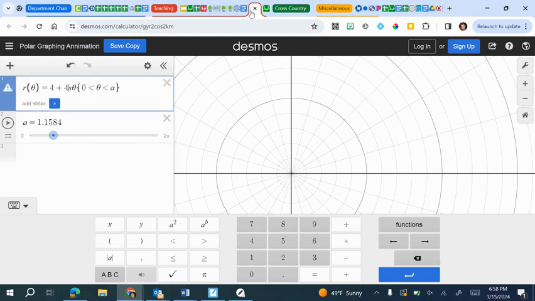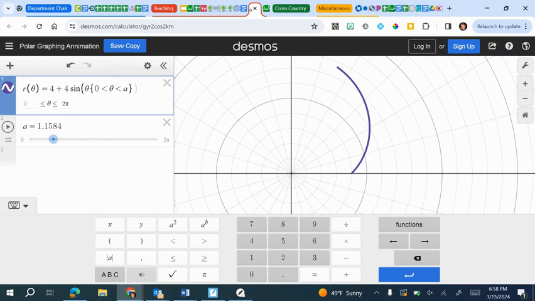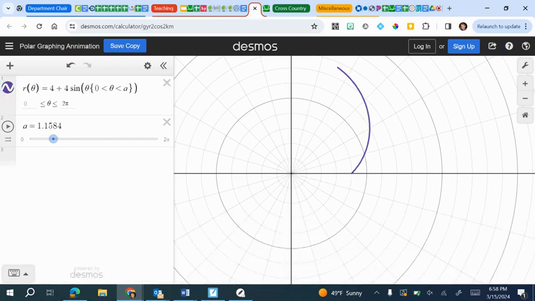Oh, here it is. And I want to type in sine. Sorry for the delay. If I go sine, and now I take a look at this, notice that I'm still going to have a cardioid, but watch what happens.